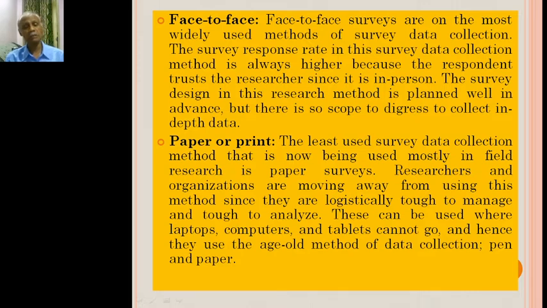The next one is paper or print survey. The least used survey data collection method, that is now being used mostly in field research, is paper surveys. Researchers and organizations are moving away from using this method since they are logistically tough to manage and tough to analyze. These can be used where laptops, computers and tablets cannot go, and hence they use the age-old method of data collection, that is pen and paper method.